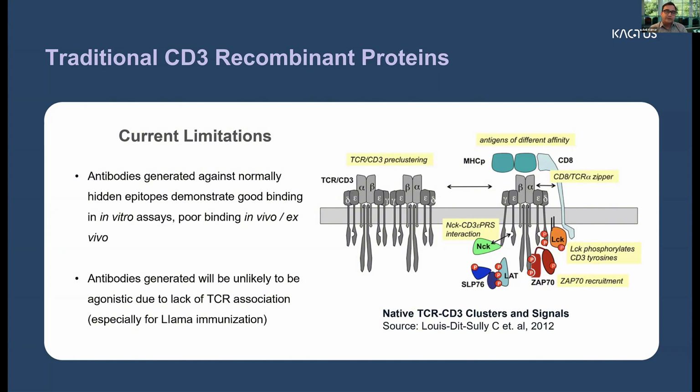Also, the antibodies generated normally against these hidden epitopes demonstrate good binding in in vitro assays, but poor binding in the subsequent assays. Also, the antibodies are more likely to be not agonistic, but antagonistic in nature. And the prime reason is that the TCR molecule is not present.